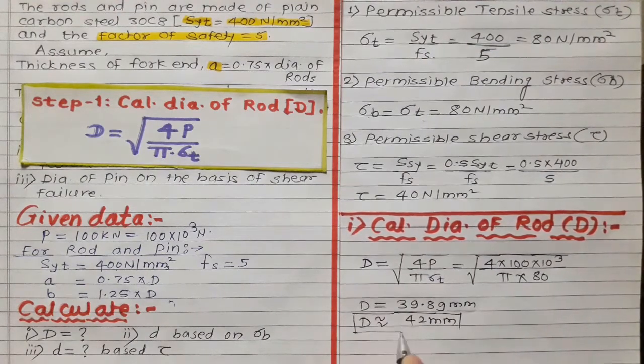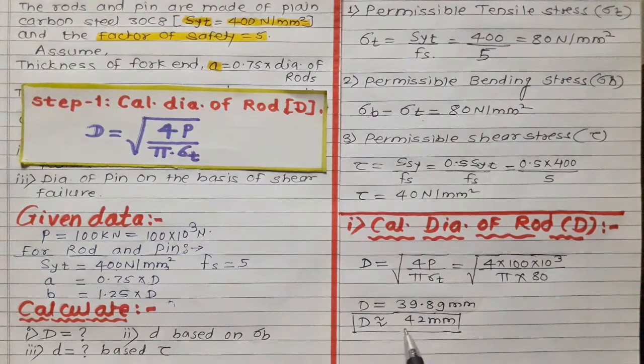So this is the answer for diameter of rod. If you select diameter of rod as 43, then also it is correct. If you select the value of capital D as 41, it is also correct. Okay, so I have selected 42 for this diameter of rod.